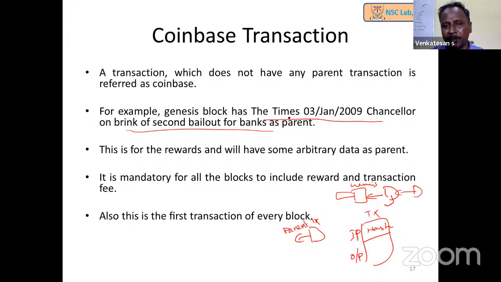So this is something that happened long back in London. There was a news article, and the headline was given like this, when they were facing certain issues with their bank or the economy.